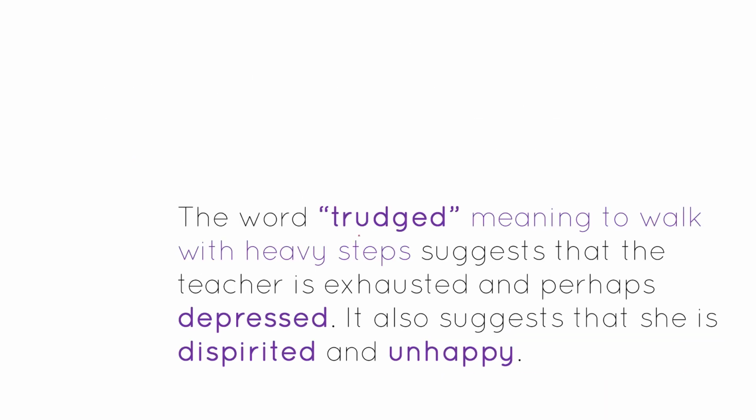It looks a little bit like this. The word trudged, meaning to walk with heavy steps, so I've put in my simple meaning there, suggests that the teacher is exhausted and perhaps depressed. It also suggests that she is dispirited and unhappy. So I get 1 mark for trudged, and all 3 of these words, depressed, dispirited, unhappy, any of those would have gotten the marks. But because I've written 3 down, I'm guaranteeing myself, rather than just putting 1 down.